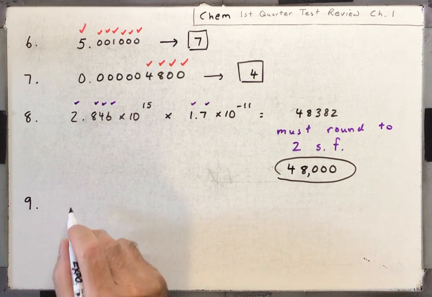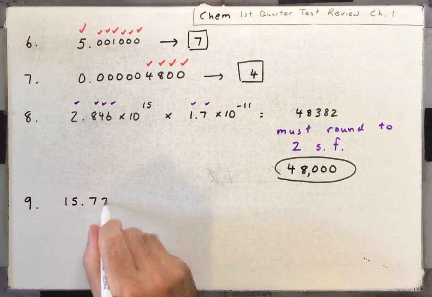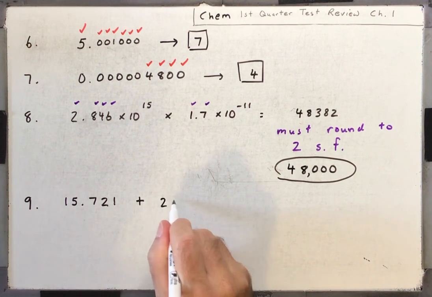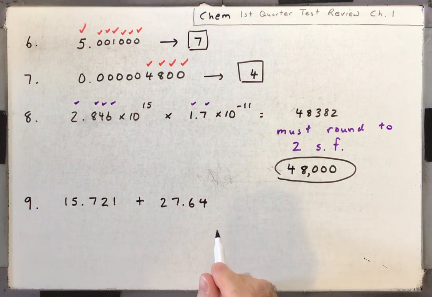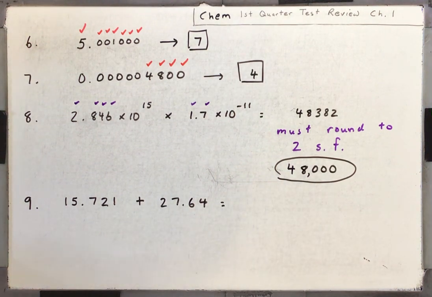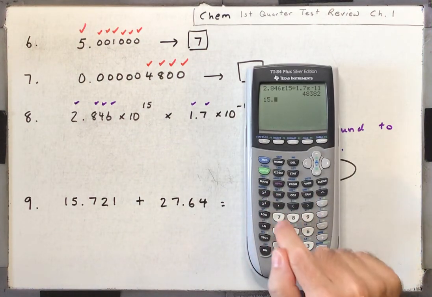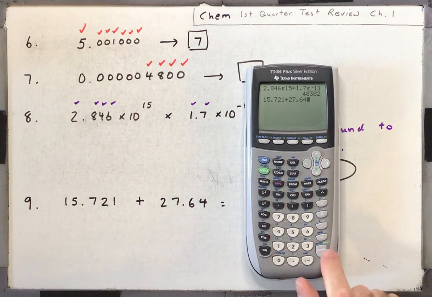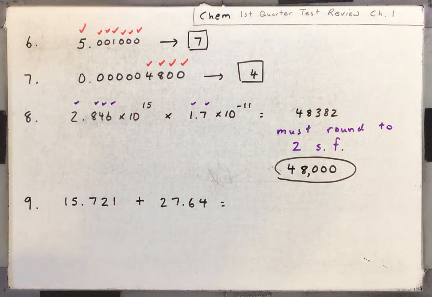Okay, let's do number 9. Number 9 says we want to add 15.721. We're going to add that to 27.64. So we have a different rule on rounding. So let's go ahead and just put that in our calculator. 15.721 plus 27.64. Okay, that's 43.361. Now don't circle that.